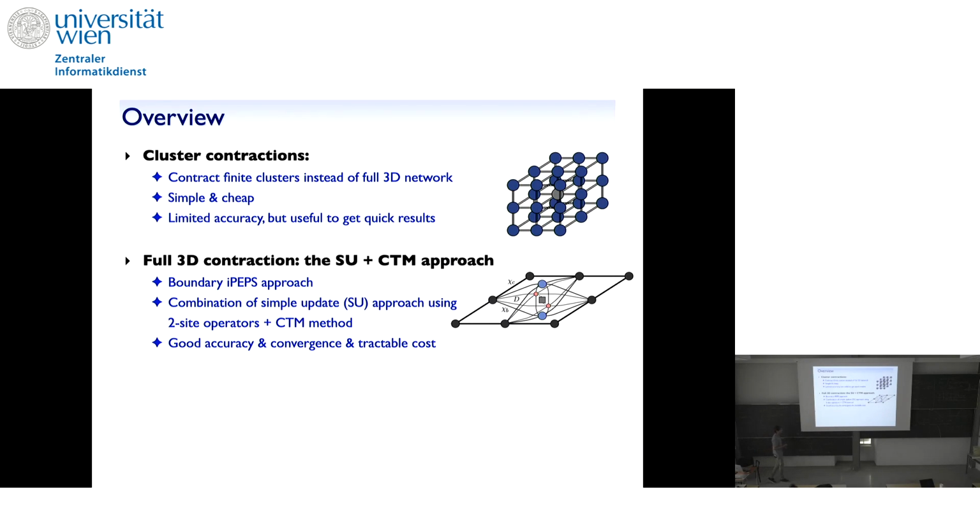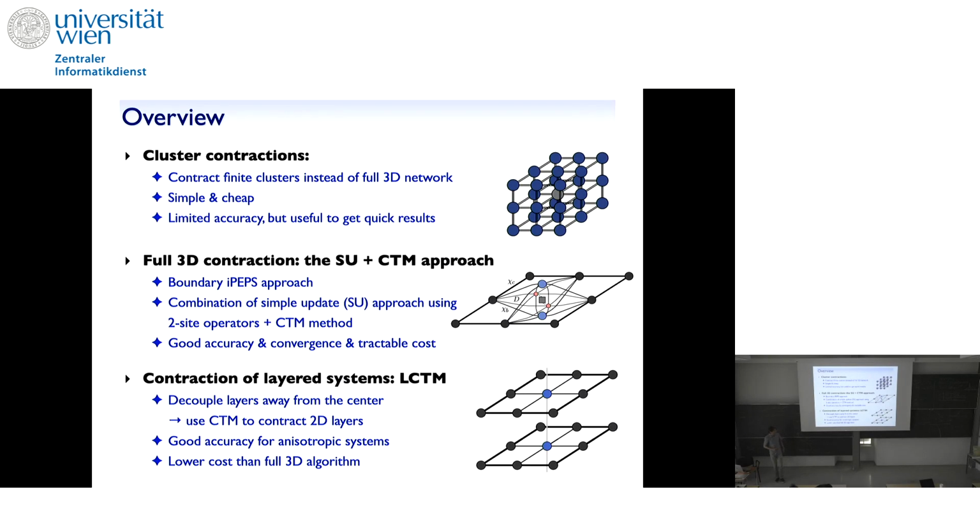Then I'll also tell you about an approach that is designed for layered systems, which are strongly anisotropic, so we have just weakly coupled layers. What we do in this approach is that we try to do an effective decoupling of the layers, such that in the end we can use 2D contraction algorithms to contract these decoupled layers, and we keep some connections in between. We will see this has a good accuracy for anisotropic systems and definitely also a lower computational cost than these full 3D contraction algorithms.